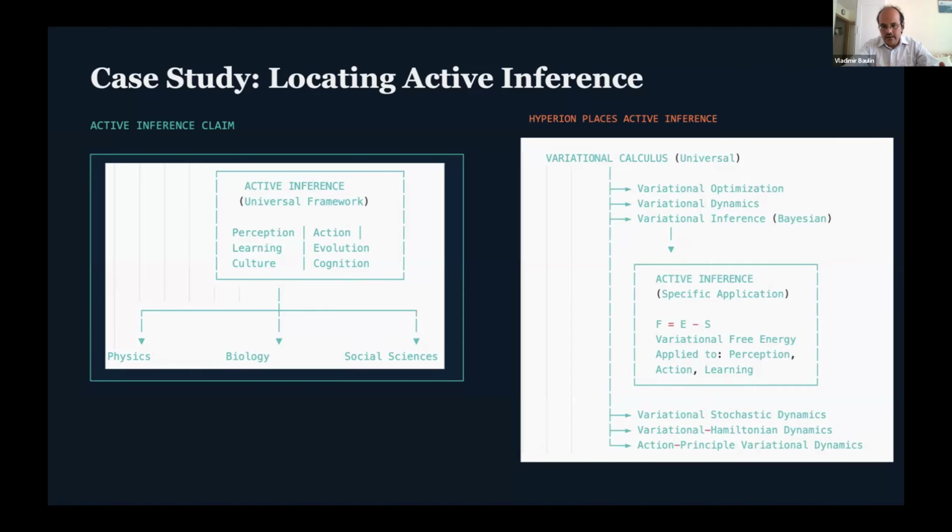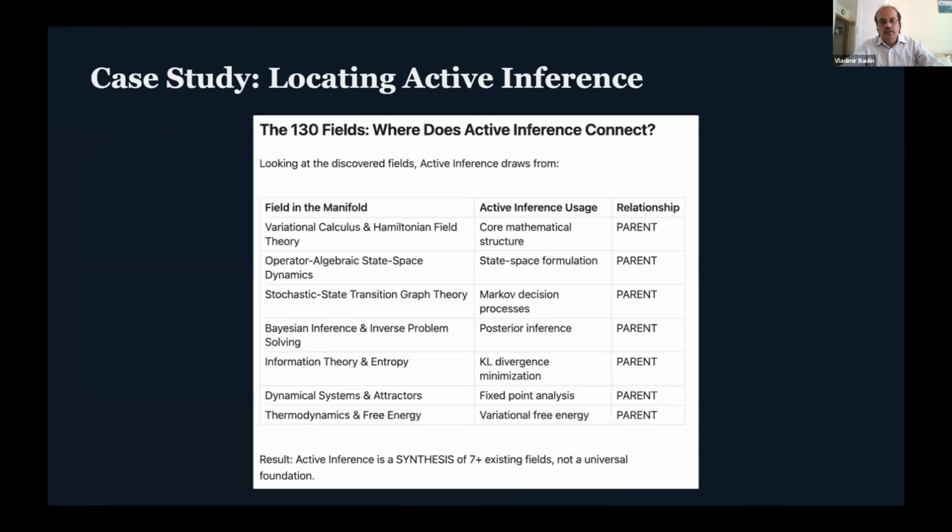And then maybe in the next slide you'll see that about 130 fields are discovered, and among those fields you have the mixture of the 7 fields, a synthesis of those things: variational calculus, operational algebraic state space dynamics, stochastic state, Bayesian inference, information theory, dynamic systems, and thermodynamics and free energy.